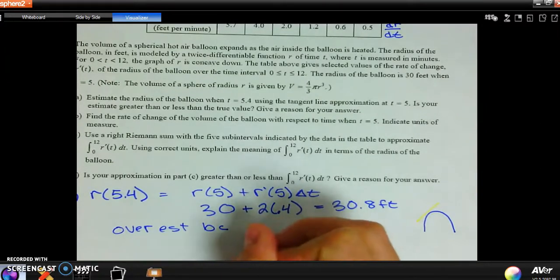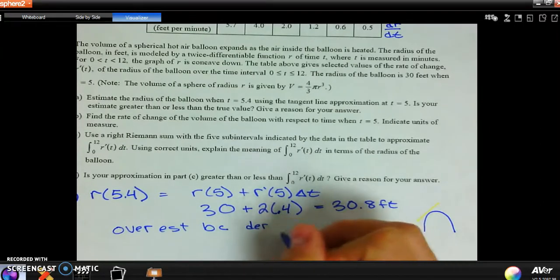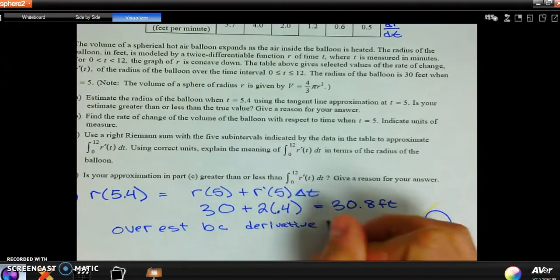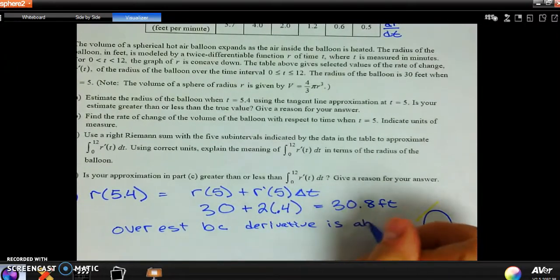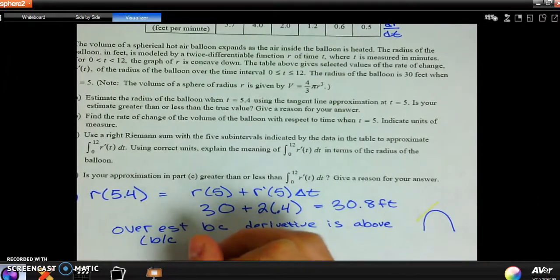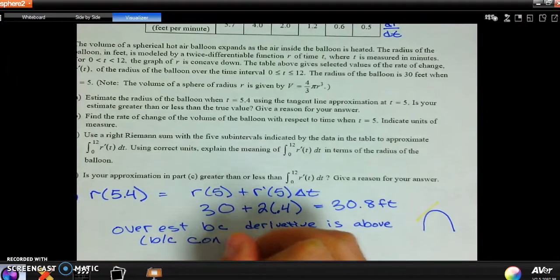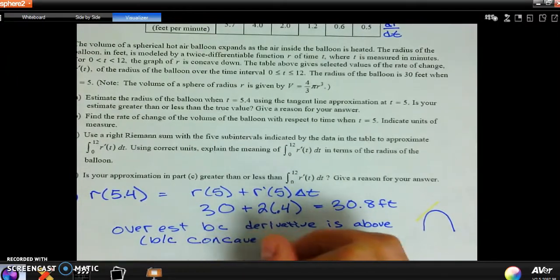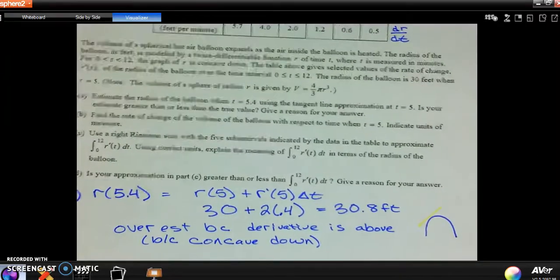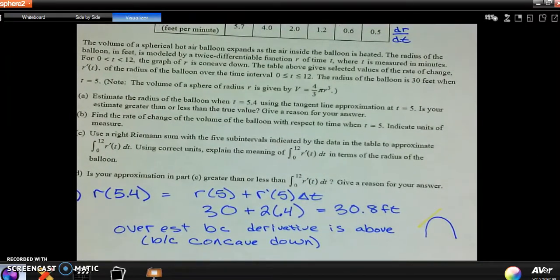because it's concave down, so the derivative is above because concave down. And I just drew that picture there, okay? So we've got that, and hopefully that would be enough to get me my 2 points for part A.